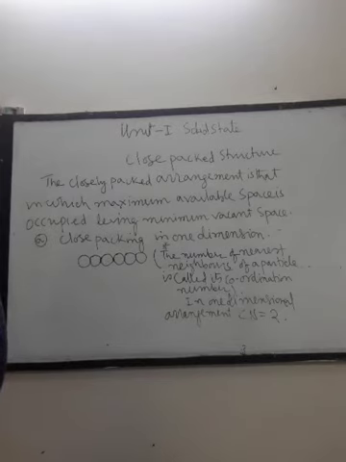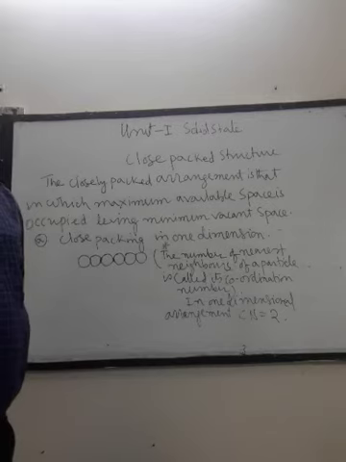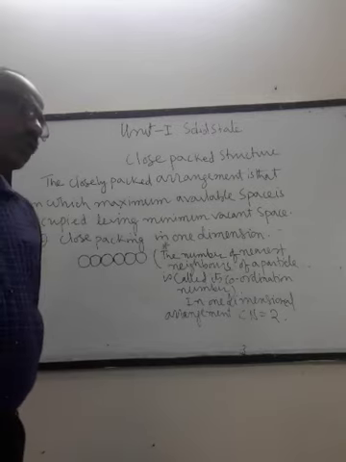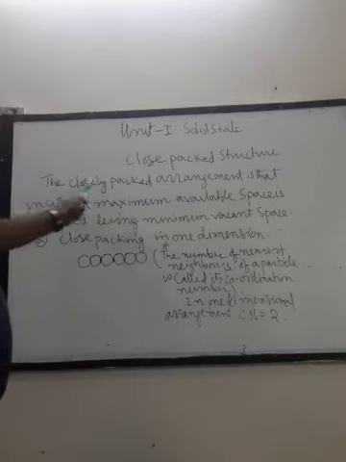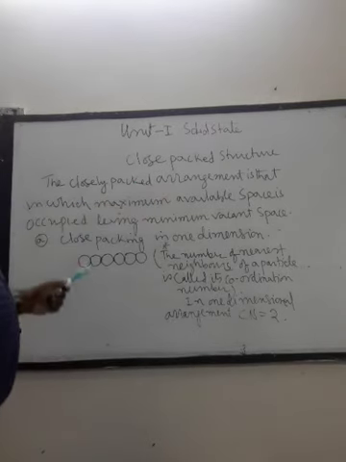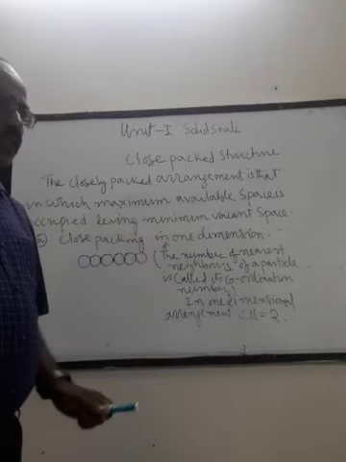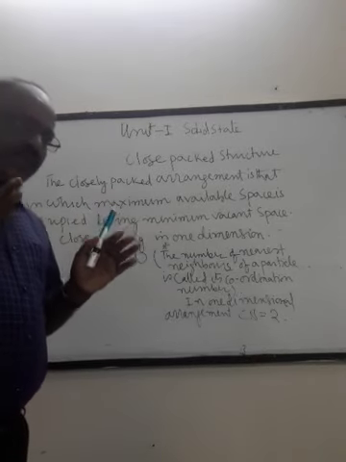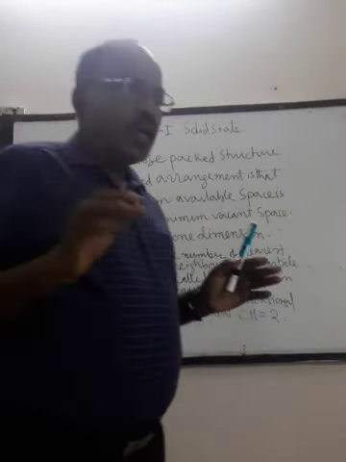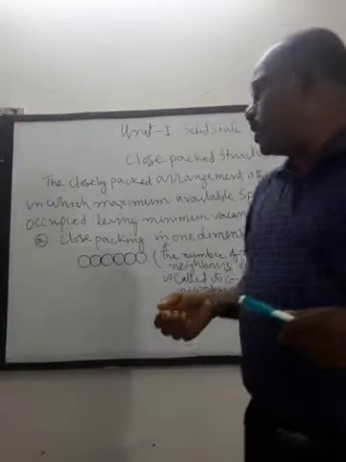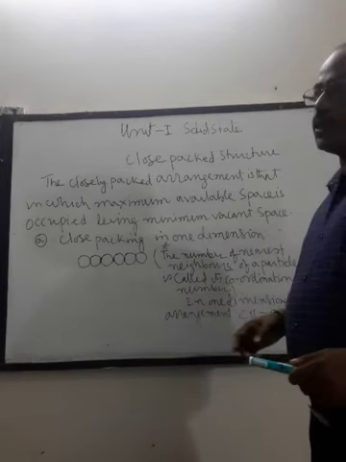Continuing our chapter Unit 1, that is solid state. Today I will discuss mainly close packed structure. Close packed structure means the closely packed arrangement in which maximum available space is occupied, leaving minimum vacant space. That is, close packed structure means maximum available space is occupied and minimum vacant space.